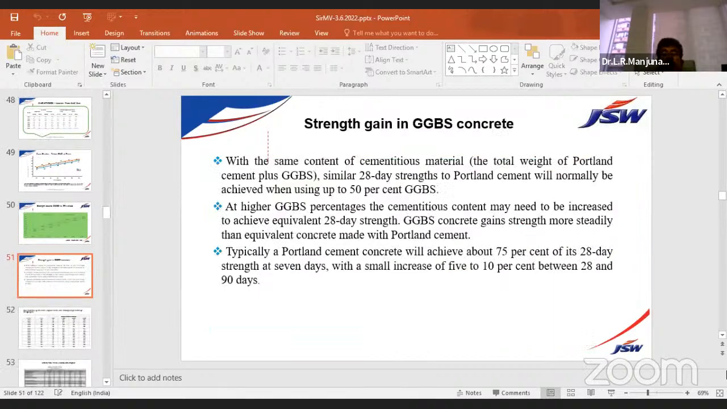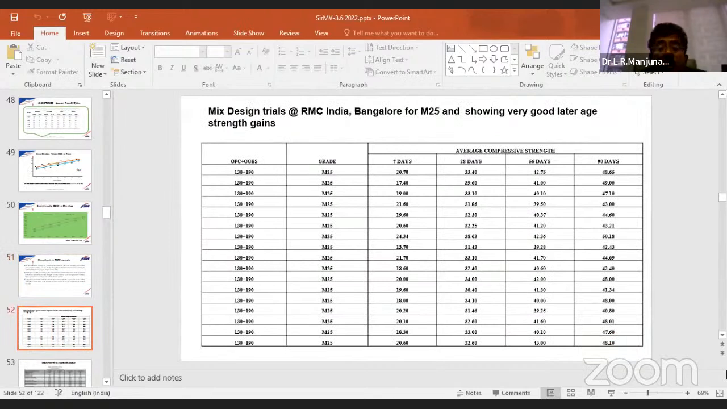Similarly, we have done other experiments also. This is one experiment we have done with a high replacement of GGBS. Look at this M25 grade of concrete, where 130 is the OPC content, 190 is the GGBS content, all put together 320 kg. You can see 7 days, 28 days, 56, up to 90 days, we have studied the results. The M25 grade concrete becomes 33 MPa at 28 days, which is your minimum requirement, 42 MPa at 56 days, and 48 MPa at 90 days. So the M25 grade concrete is almost becoming double in strength.